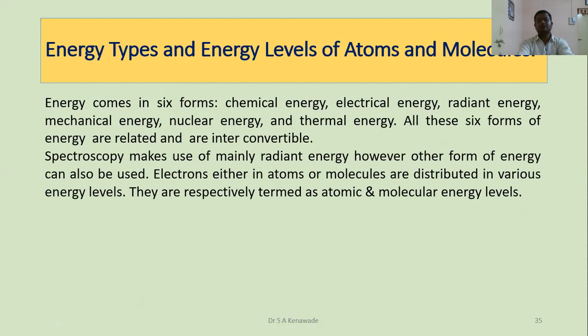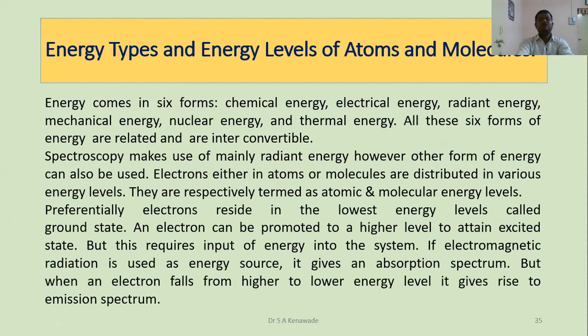Electrons, either in atoms or molecules, are distributed in various energy levels. They are respectively termed atomic and molecular energy levels. Preferentially, electrons reside in the lowest energy level called the ground state, and an electron can be promoted to a higher energy level to attain the excited state. But this requires input of energy into the system. If electromagnetic radiation is used as the energy source, it gives an absorption spectrum. But when an electron falls from a higher to a lower energy level, it gives rise to emission spectroscopy.